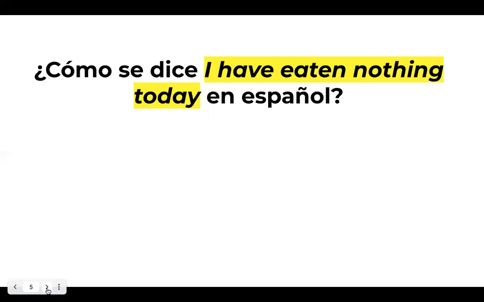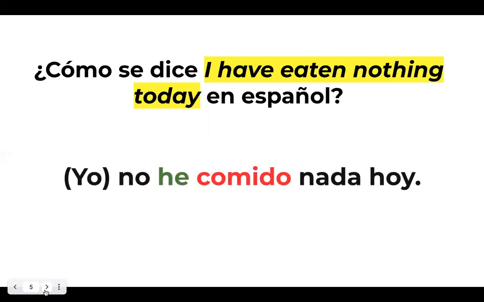So, ¿cómo se dice I have eaten nothing today en español? I have eaten nothing today. We know that this is el pretérito perfecto, right? Because we have that helping verb, that auxiliary verb, have here, plus a past participle, which is eaten. So, no he comido nada hoy.